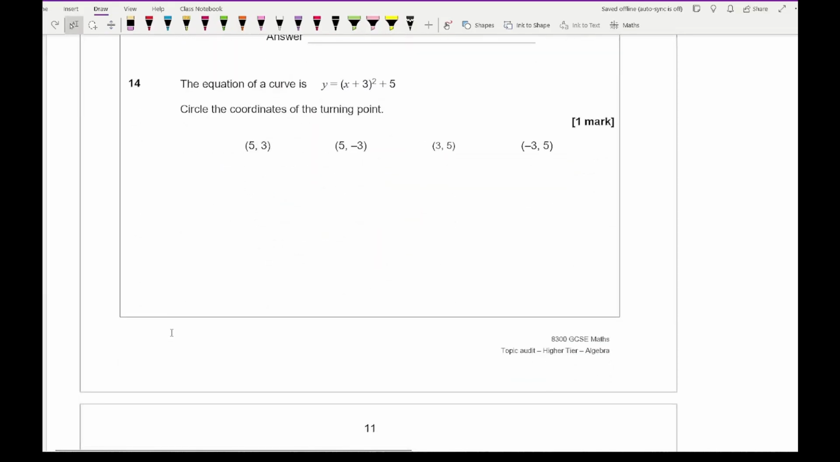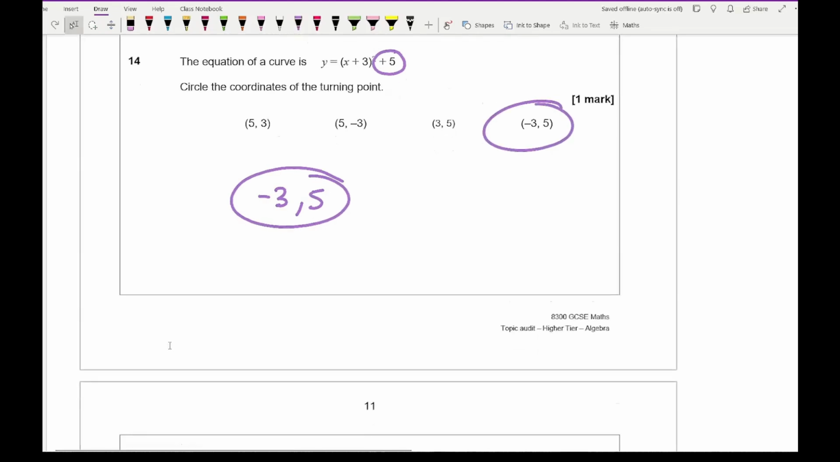Then moving on to question 14, it says the equation of the curve is y equals (x plus 3) squared plus 5. Write down the coordinates of the turning point. Well, the x ordinate is always the value of x that makes the bracket equal to 0. So x is going to equal minus 3, and the y ordinate is always the constant at the end, which is 5. So I'm looking for (-3, 5), which is my last option.